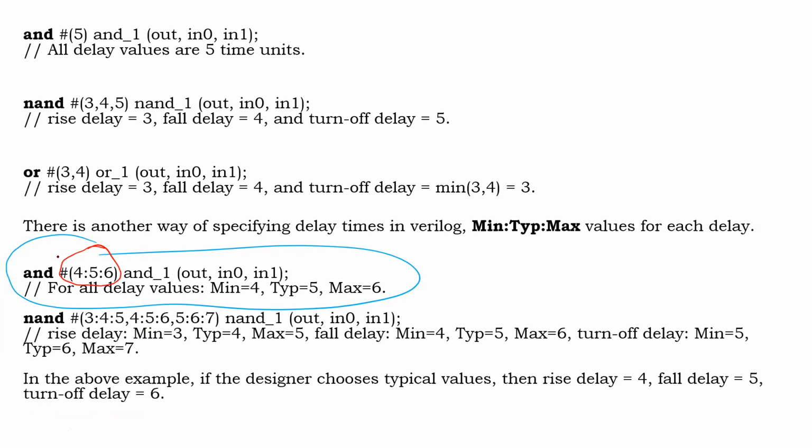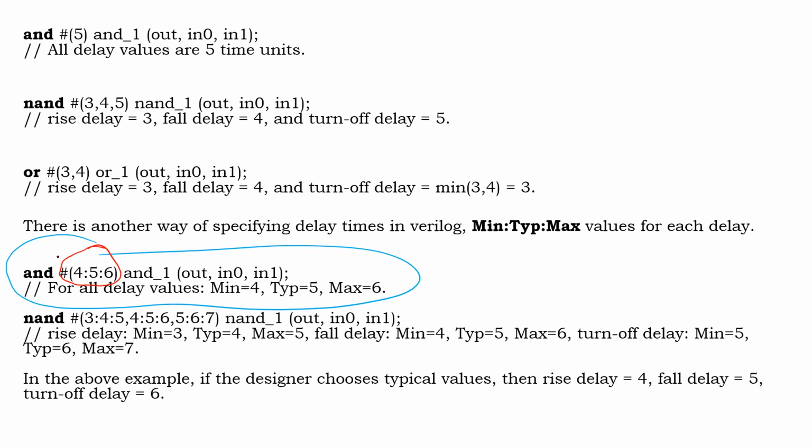For each type of delay, the minimum value is 4, the typical value is 5, and the maximum is 6. Minimum delay is 4 units, maximum delay is 6 units, and the typical value is 5. So that is the way of representation. Whenever you write minimum, typical, and maximum values, you should not separate them with commas. You should separate them with colons.